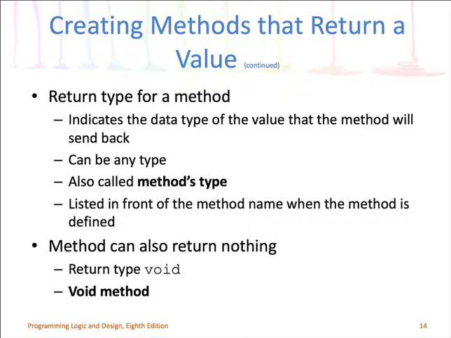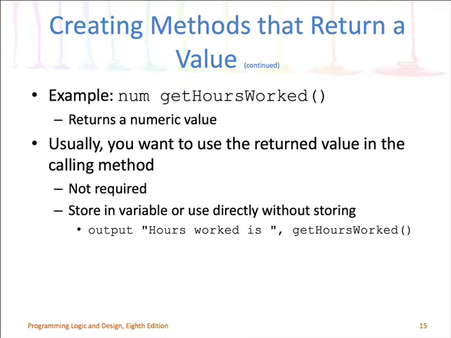One thing that we haven't talked about, I don't think, is void. Void means nothing. You can have a return type of void, which basically means I return nothing. So I'm going to perform some task, but I don't need to pass any data back to the method or the main program that called me. So here's an example. We're going to call a function called getHoursWorked. Not exactly sure what that does yet, but it's going to return a numeric value, which presumably is the number of hours worked by somebody.